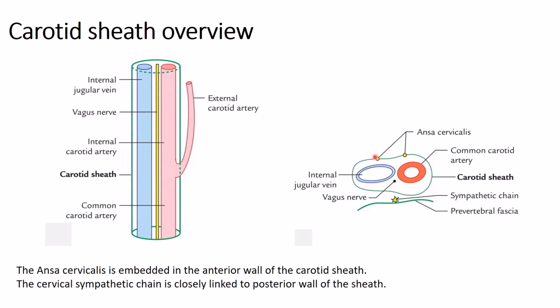Here, a cross section. Just imagine I'm looking at the carotid sheath from above. This is the common carotid artery, most medial. This is the internal jugular vein, most lateral. Posterior to them, in between, is the vagus nerve. Just anterior to the carotid sheath we will find the ansa cervicalis, which is embedded into the anterior wall of the carotid sheath. Yes, this is the ansa cervicalis, and this is the superior root, and this is the inferior root.